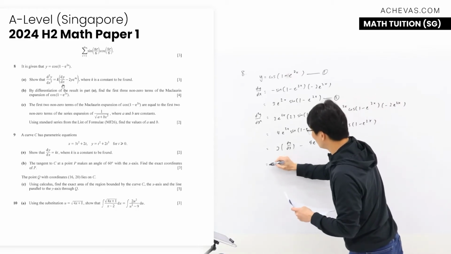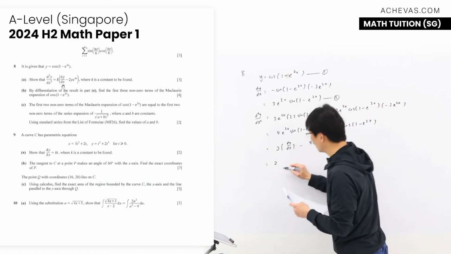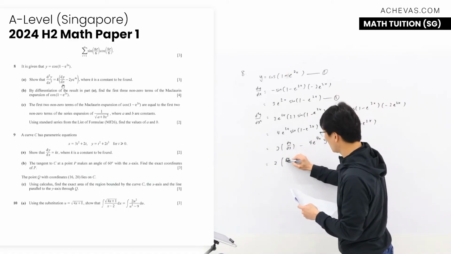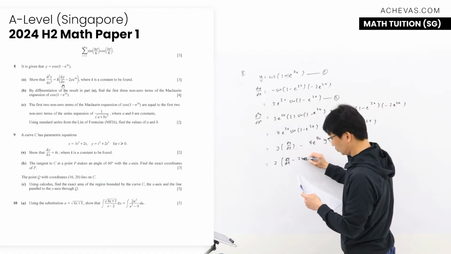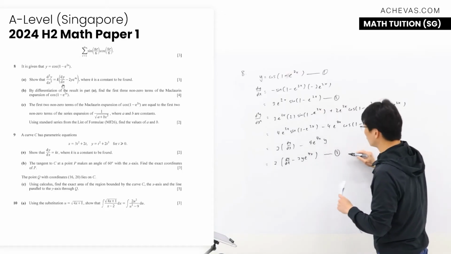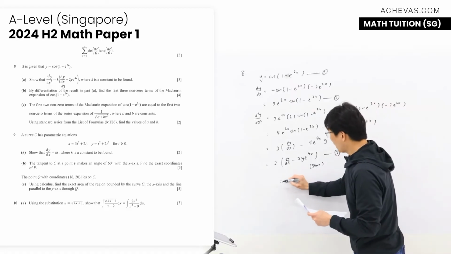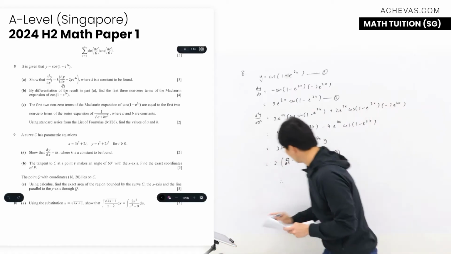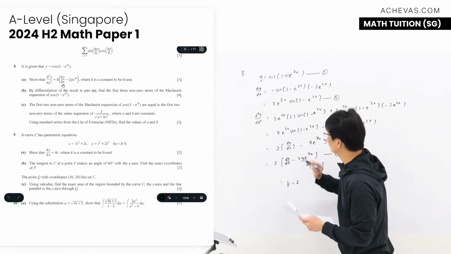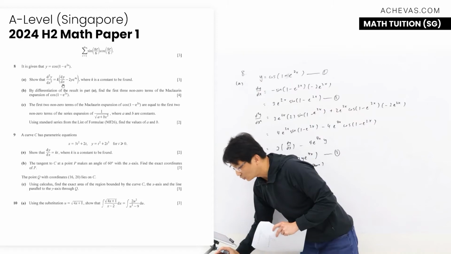Okay, and I'm going to re-express it into the form which they want. I'll get 2 bracket dy dx minus 2y e to the power 4x. I'm going to call this equation number 3, and this is the expression that I want to show. And by doing a bit of comparison, I think I can say that my k will be equal to 2. Alright, this is my part A of the question.